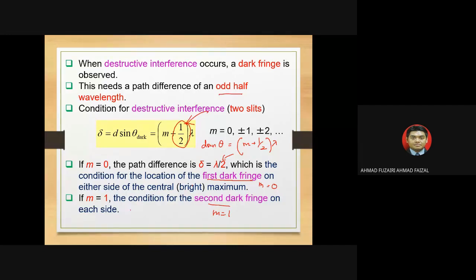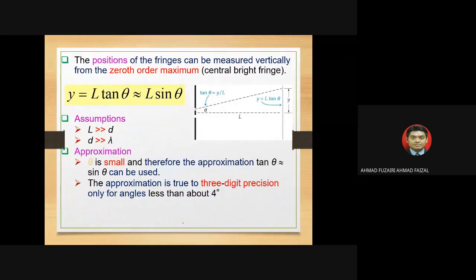If they give you the 10th dark fringe, okay, for example, the 10th dark fringe, what is the value of m? You should put it as the 10th equals to m equals to 9. Okay, 9 plus half, so you become 9.5 lambda. Okay, so try to do it as a basis.